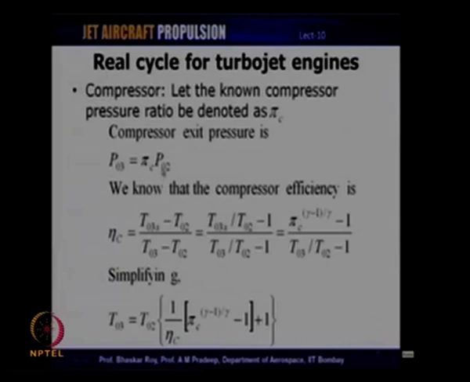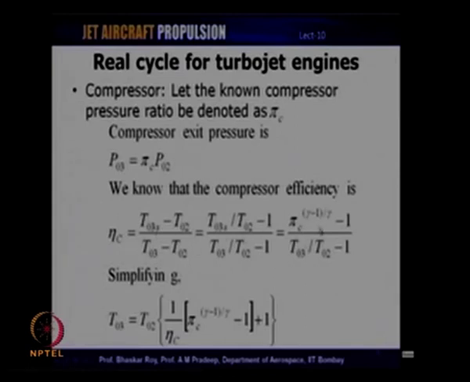P03 will be equal to pi c times P02. We now need to calculate the compressor exit stagnation temperature. To do that, we will need to use the efficiency definition once again. The isentropic efficiency of the compressor is defined as the temperature difference for the isentropic process divided by the temperature difference for the actual process. So, T03s minus T02 divided by T03 minus T02.